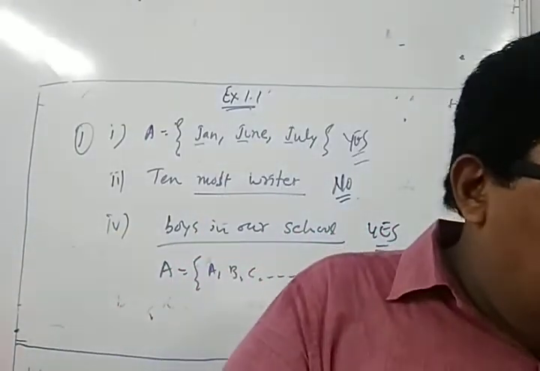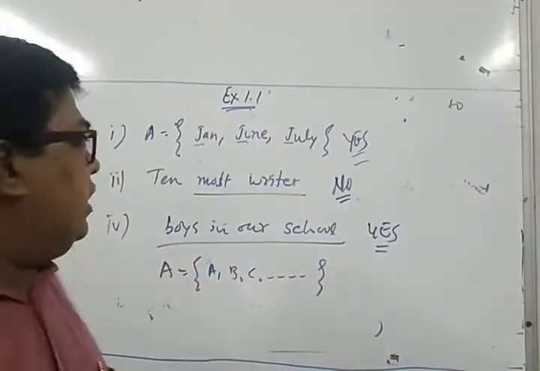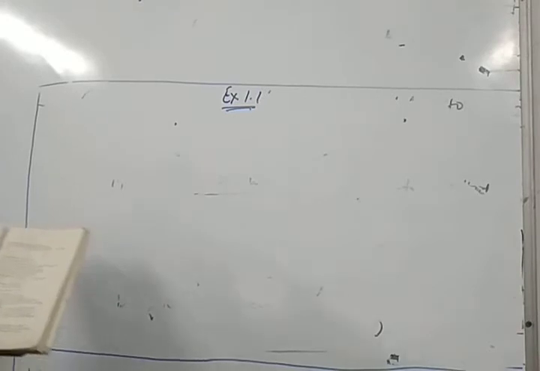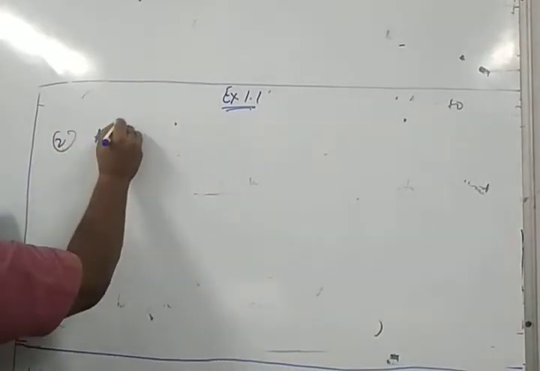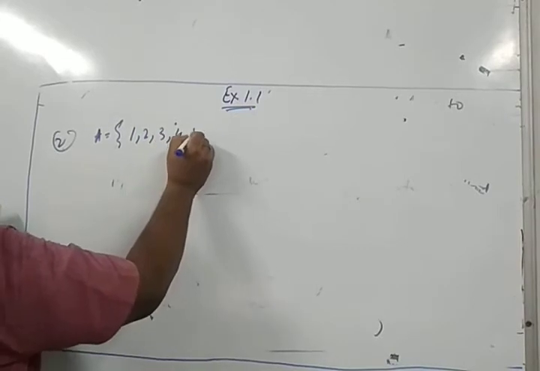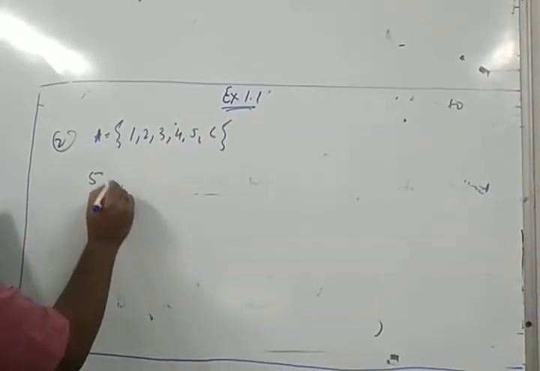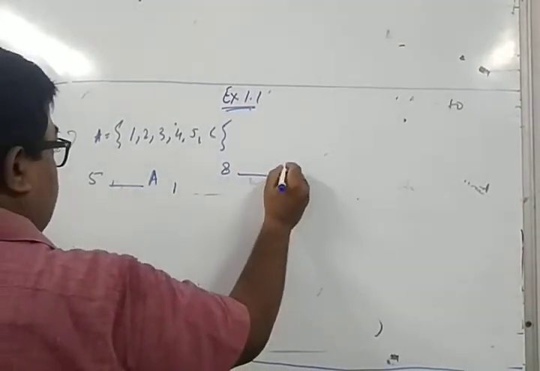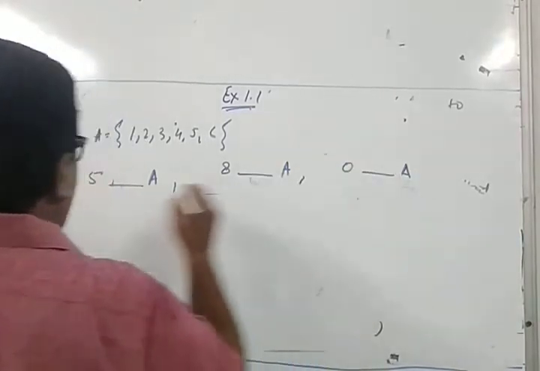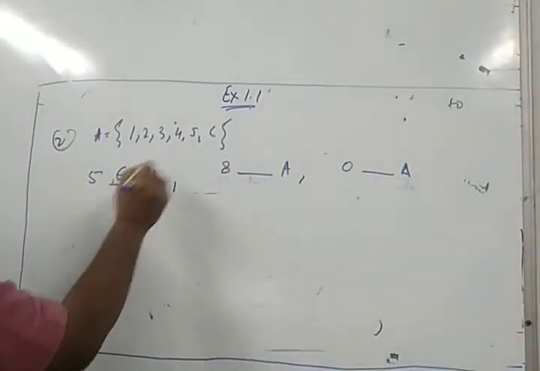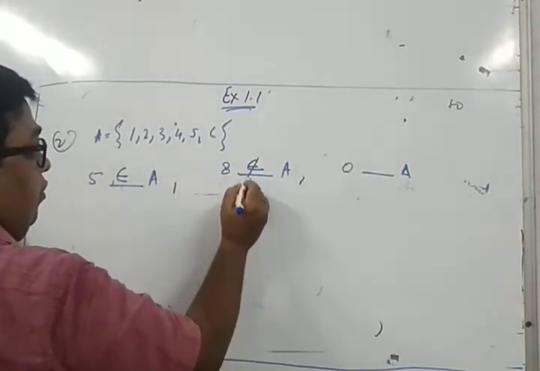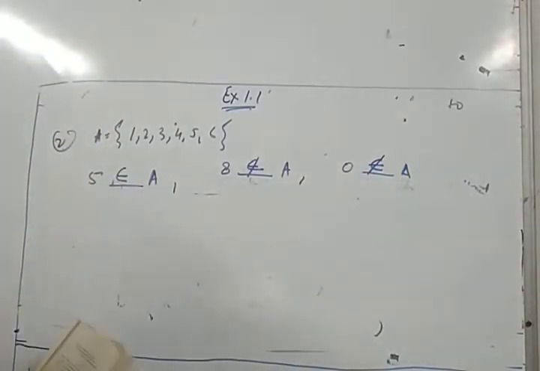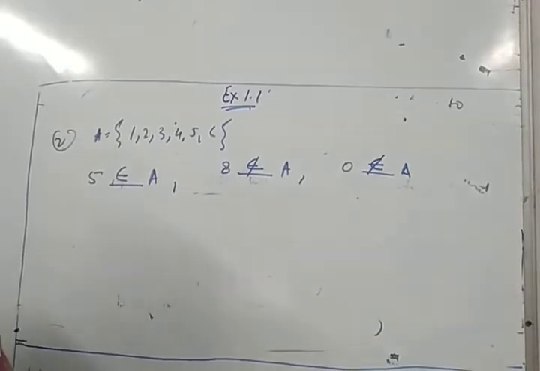Now question number two. It is a very simple, easy question, as I told you. A set A having elements 1, 2, 3, 5, 6, and they are asking to put the sign in the blanks. Does 5 belong to A? Yes, 5 belongs to A. Does 8 belong to A? No, 8 does not belong. Does 0 belong to A? No, 0 does not belong. So you just have to fill in the blanks with the belongs-to sign or the does-not-belong-to sign.